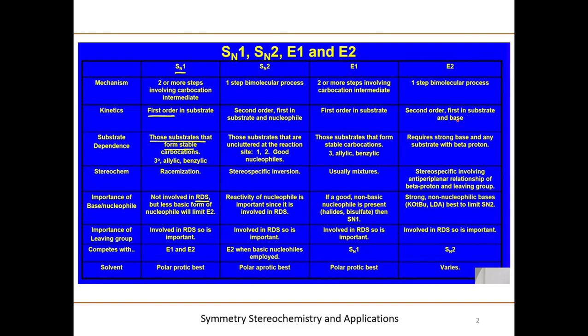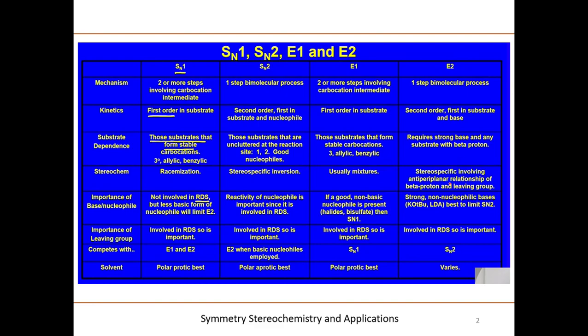So that means the rate is directly proportional to the concentration of substrate and base. In SN2 it depended on the substrate as well as the nucleophile, so here it depends on the base. E2 elimination requires a strong base and any substrate with a beta proton. We will discuss what a beta proton is later.